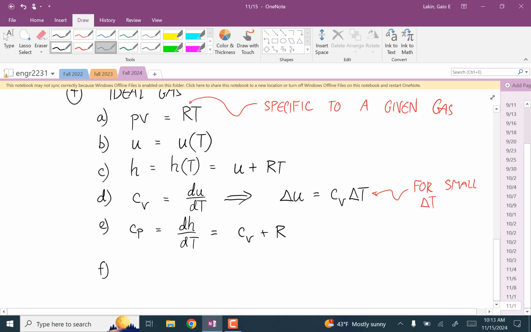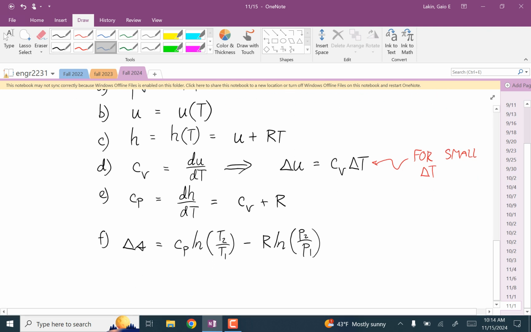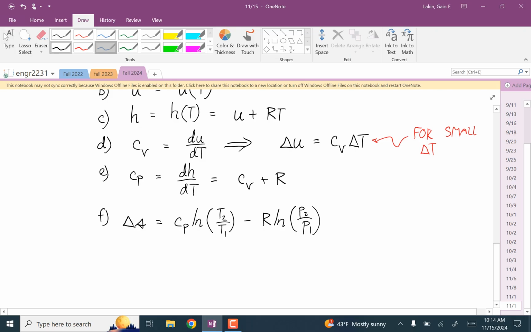Then F, the change in specific entropy, is equal to Cp times the natural log of T2 over T1 minus R times the natural log of P2 over P1. And in the same one, I'm going to write the other equivalent one. Delta S is equal to CV times the natural log of T2 over T1 plus R times the natural log of V2 over V1.